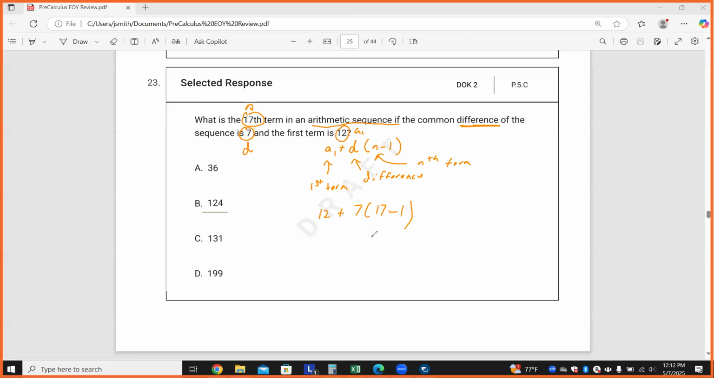So in this case, the nth term would be the term I'm looking for. I don't know what it's called, so I call it the nth term. In this situation, I'm actually looking for the 17th term. So my n is now going to be considered 17 because now I know what I'm looking for. So just like we say, hey, what does x represent? We don't know what x is.